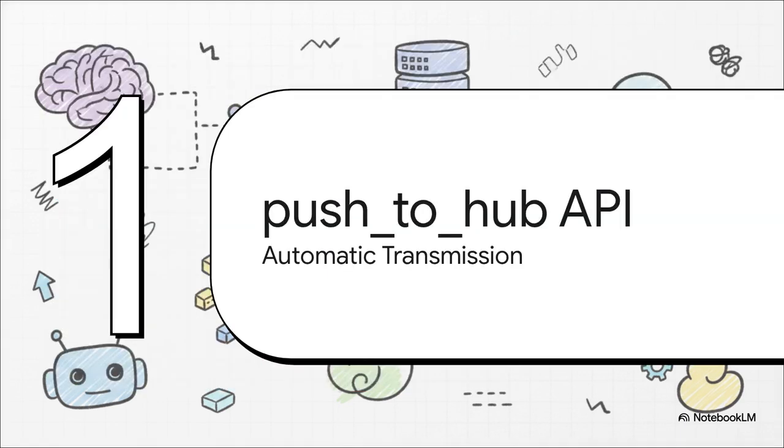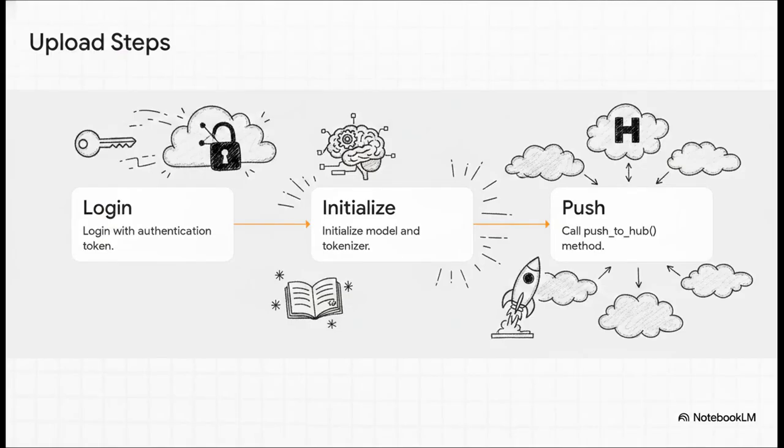Moving to Section 2, the push_to_hub API, the automatic transmission. This method is fast, breezy, and super streamlined. It really just takes 3 simple steps to get your model onto the hub. First up, you just log in using your Hugging Face authentication token. Second, initialize your model and tokenizer right in your script. And third, simply call the push_to_hub method directly on those objects. Boom, it handles all the heavy lifting for you.